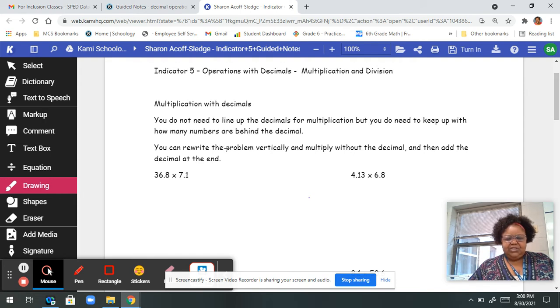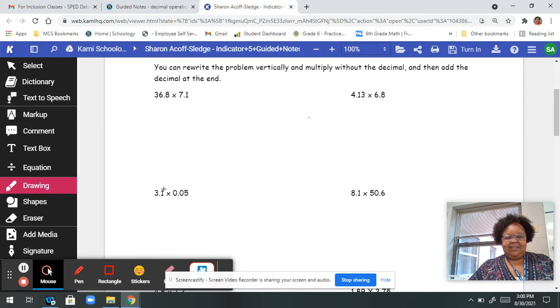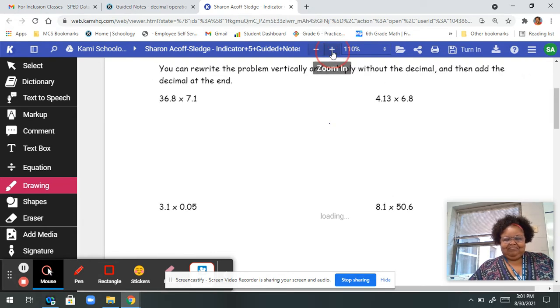So as you can see on the screen, with multiplication, you do not need to line up the decimals like you did for addition and subtraction. So there's no song for this one. But you do need to keep up with how many numbers are behind the decimal. That's for multiplication. We do need to keep up with that. Now, what we can do is rewrite our problems vertically, multiply without the decimal, and then add the decimal at the end. What do y'all think about that?